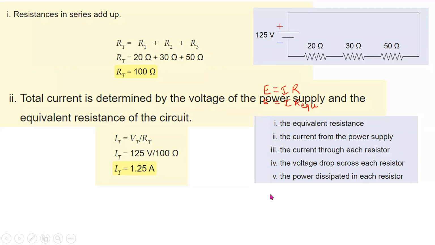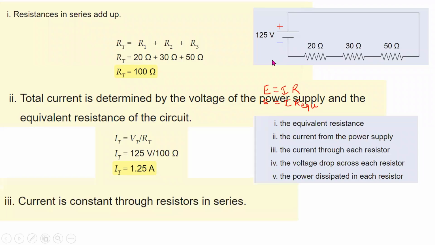All right. Then current through each resistance. What is the answer for point number 3? Current through 20 ohm resistor, 30 ohm resistor and 50 ohm resistor. I'm getting the answer as 1.25 amperes. What is the reason? We have studied in a series circuit, flow of current in all the elements will be the same.